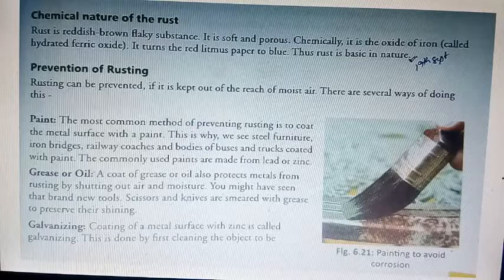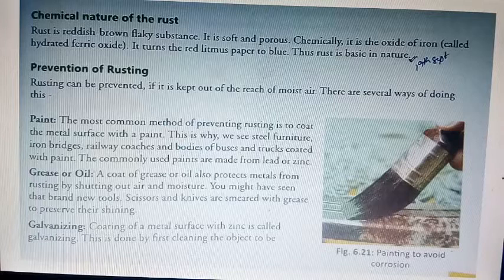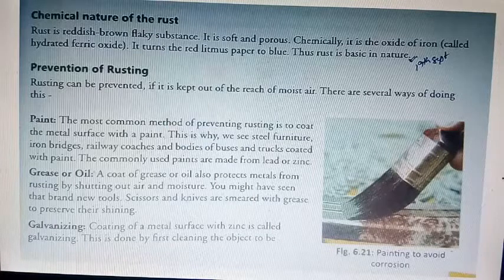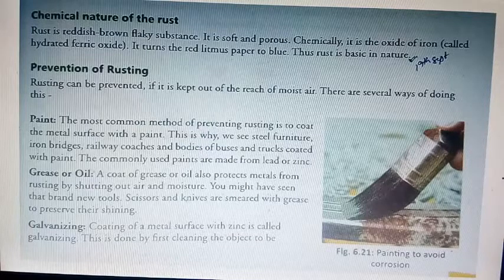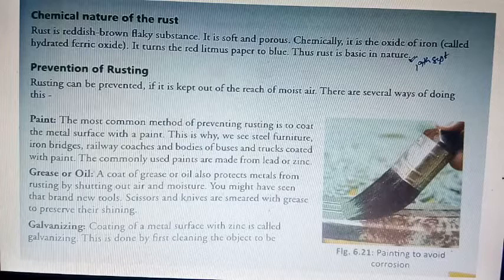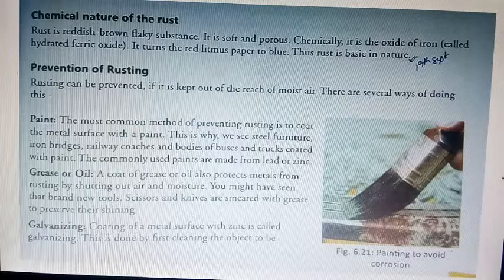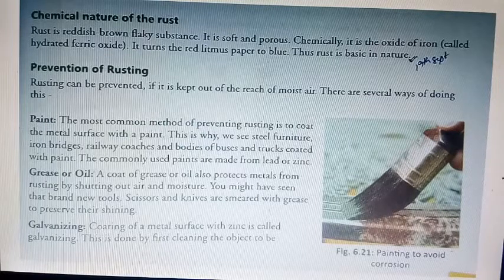A corroded iron article is painted here, and just above the surface of the iron, the paint forms a coat. This coating does not allow air and water to come in direct contact with iron. As a result, iron does not get corroded and does not convert into rust. So one way of preventing rusting is paint.